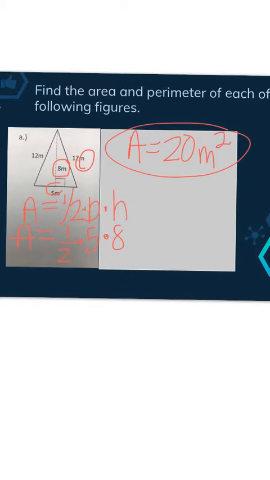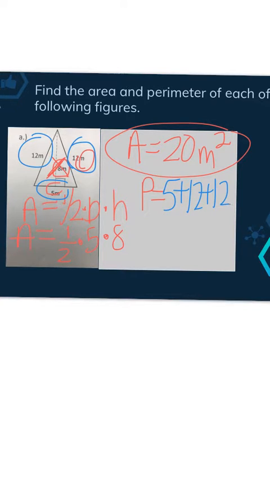For the perimeter, you're just adding up the sides. So in this case, we do not need to know the height because that's inside the triangle. We just need to know the 5, the 12, and the other 12. So you add up 5 plus 12 plus 12. And you will get 29. The label is just meters.